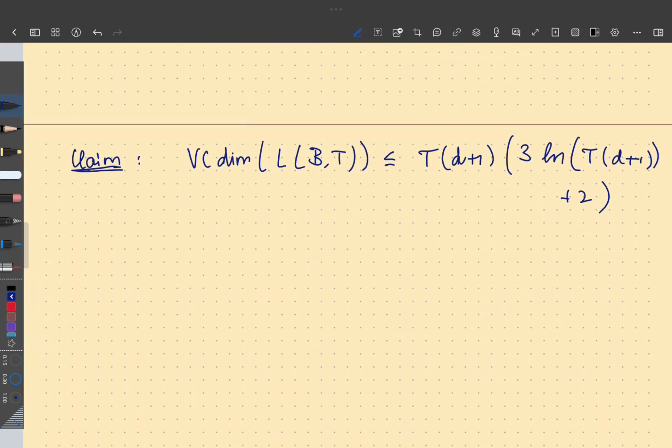So in today's class, I'll prove something that's similar, but I won't be worried about the explicit constants. We'll just see that this is order T times (D plus 1) log of T times (D plus 1). Getting the exact constants just involves optimizing the right bounds, which just requires a little more calculus. But I just want to give the main ideas behind the proof.